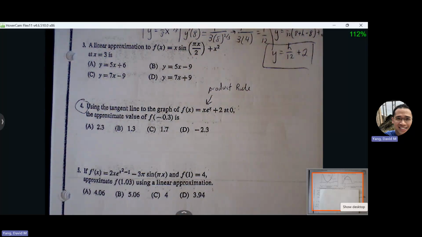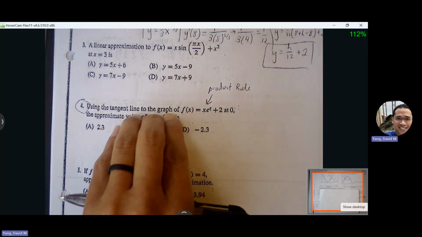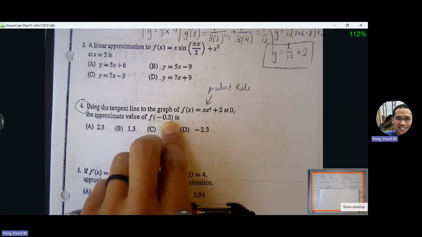So whenever you see a linear approximation problem, just don't worry about the decimal. Just focus your attention on, let's build that tangent line equation. Okay, find the derivative, find the slope, find your point, build your tangent line equation, and then that negative 0.3 will get plugged in.